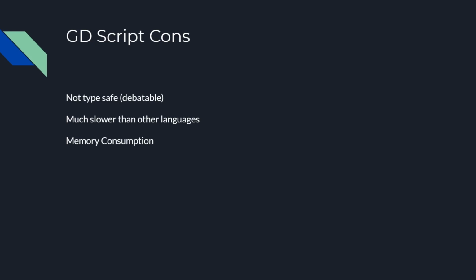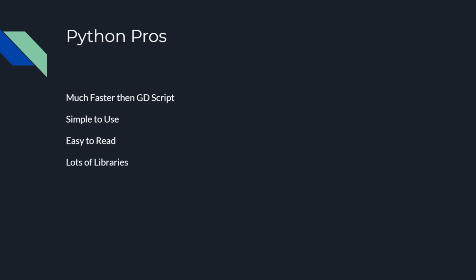Now, the next major language is Python. Python is supported by the community using the Thule Man Godot Python. The link is in the description below to go check out his GitHub. Go ahead and take a look at that. But here are some pros to it. It's much faster than GDScript. It's really simple to use. You have all the libraries available to you that Python would have, and it's super easy to read.